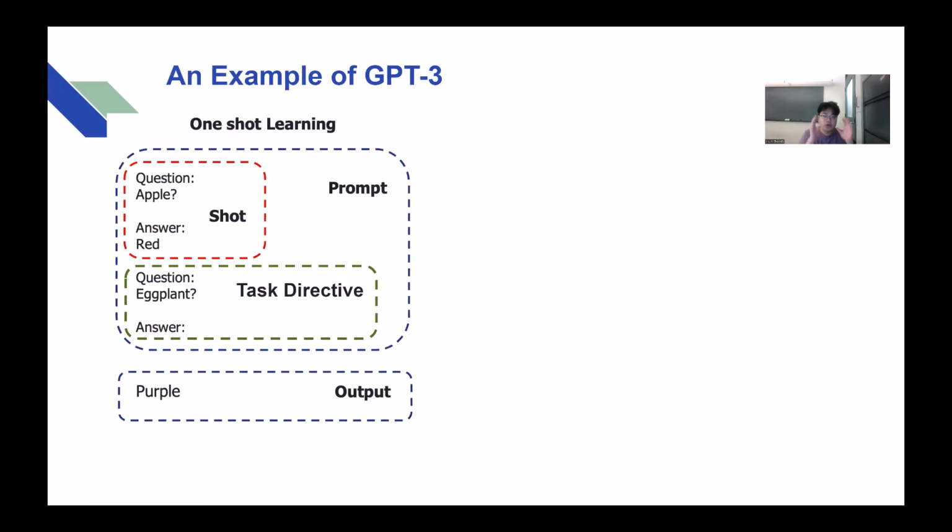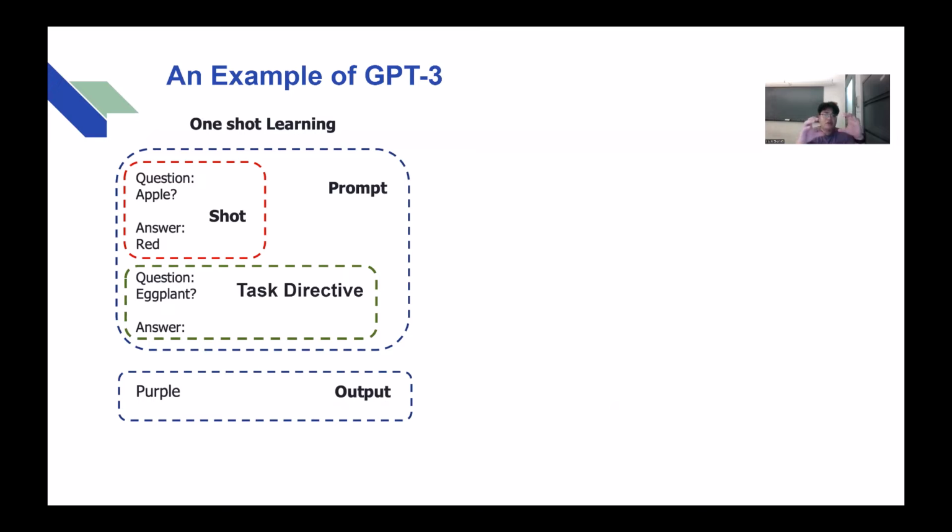So to understand how this works, we first need to understand how GPT-3 works. This is an example in GPT-3 using one-shot learning. Here, what we're going to put in the prompt is the input to GPT-3. It's described in plain text, and then the output is what GPT-3 returned to us.